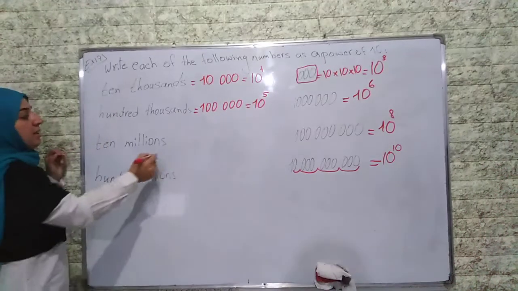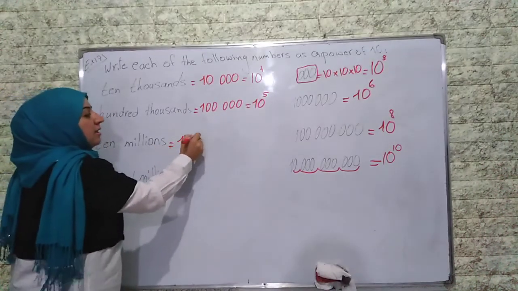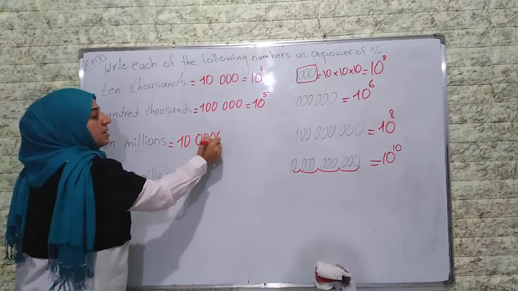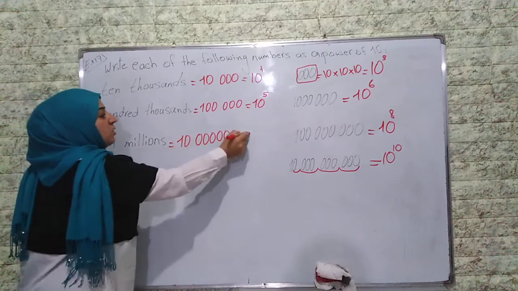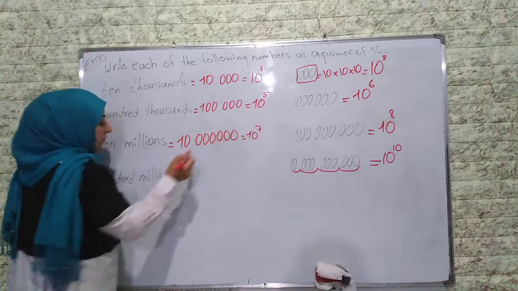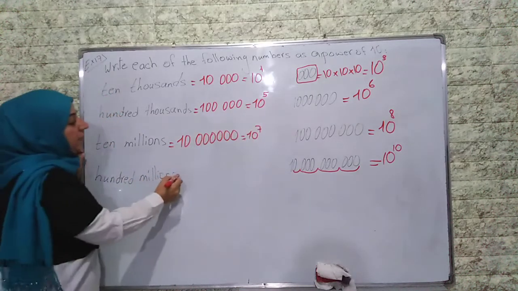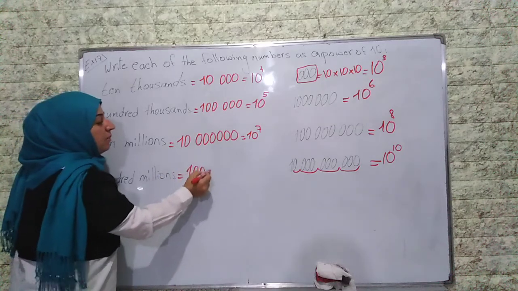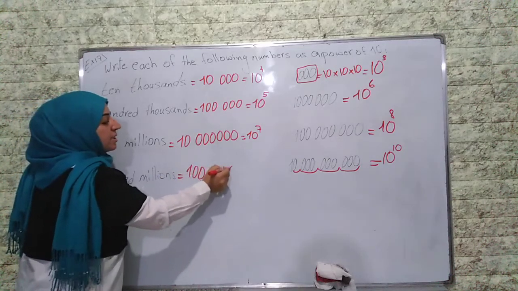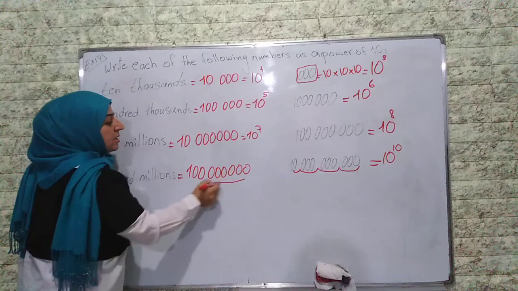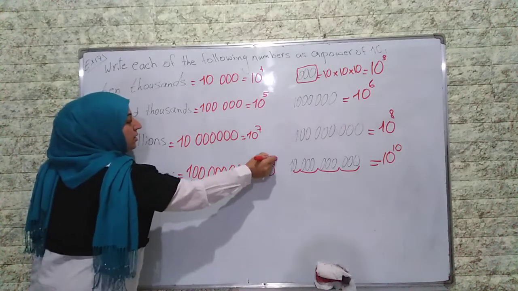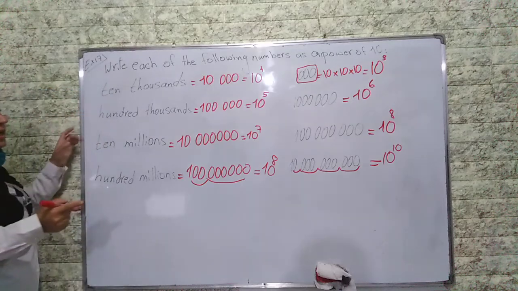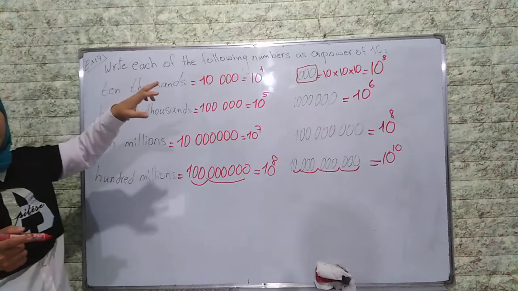Okay, 10 million, it's 10, and as we said, million means there are 6 zeros next to the number. So 6 zeros and 1 zero, it's 10 to the power 7. 100 million, there are 6 zeros, so 6 zeros and 2 zeros, it's 10 to the power 8. Here is how we write a number in the form of a power of 10.